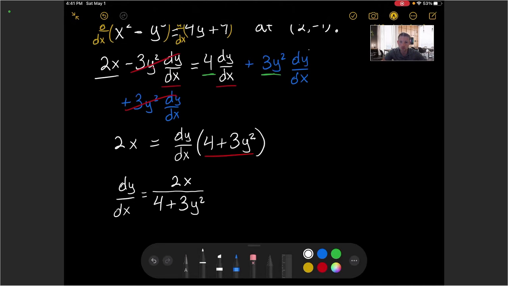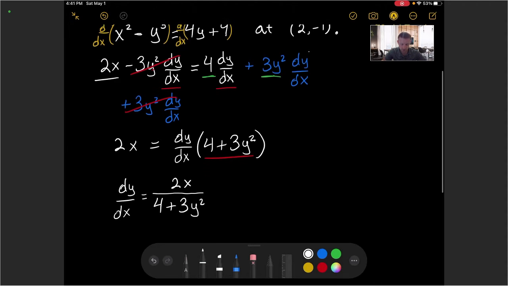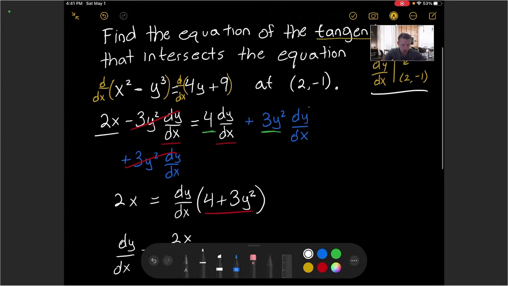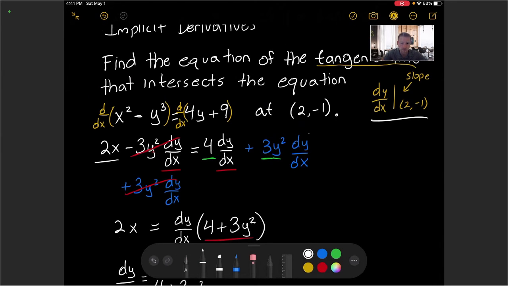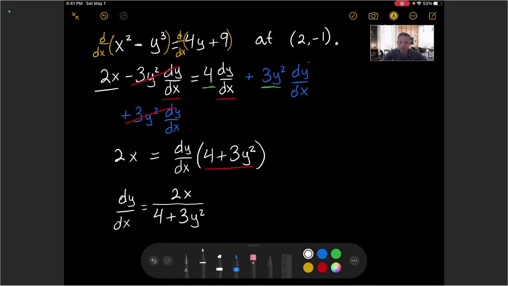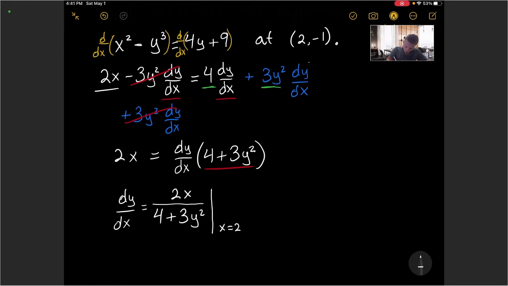Now we'd like to actually evaluate this at the point given. So now we're after our slope. To find that slope, we're going to evaluate the dy dx at the point 2, negative 1. You'll notice that the derivative is dependent on both x and y. So when we go to evaluate, we'll evaluate at x equal to 2 and y equal to negative 1.